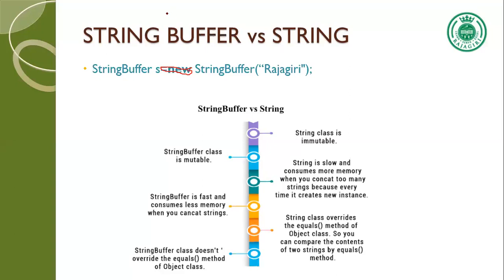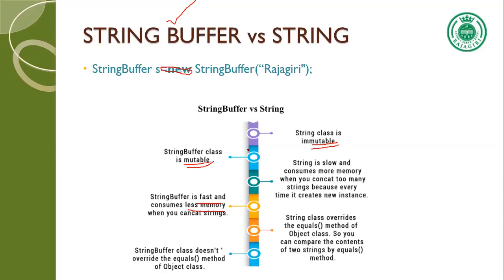String buffer is considered to be more fast. It is more fast and uses less memory when you do many functions. String is considered to be a bit more slower and it takes much more memory. Another main difference between string buffer and string is string buffer is mutable while string is immutable.